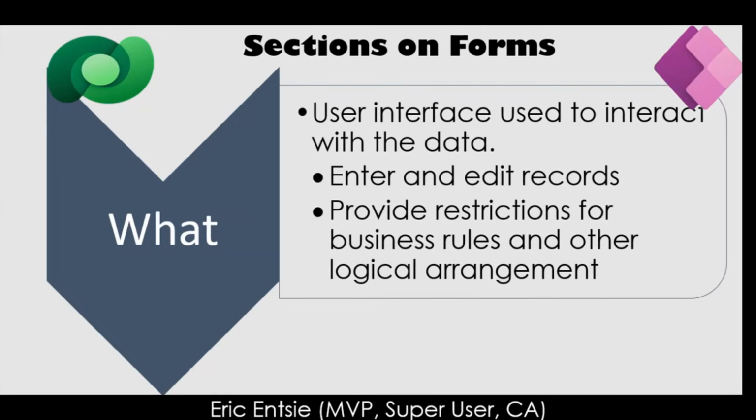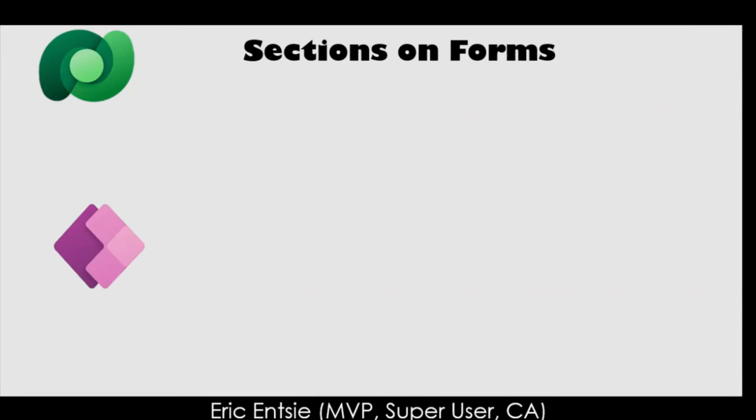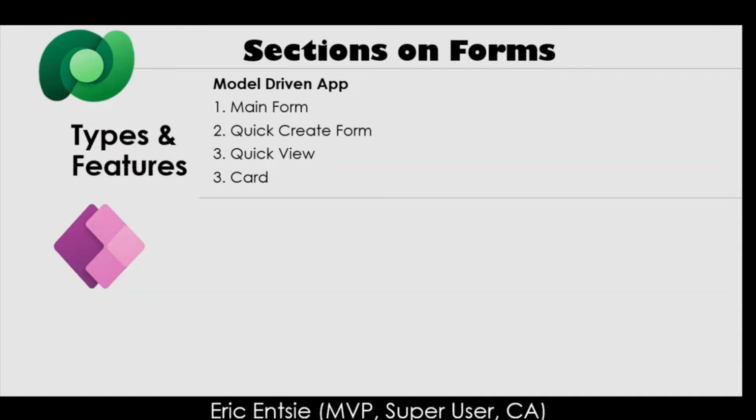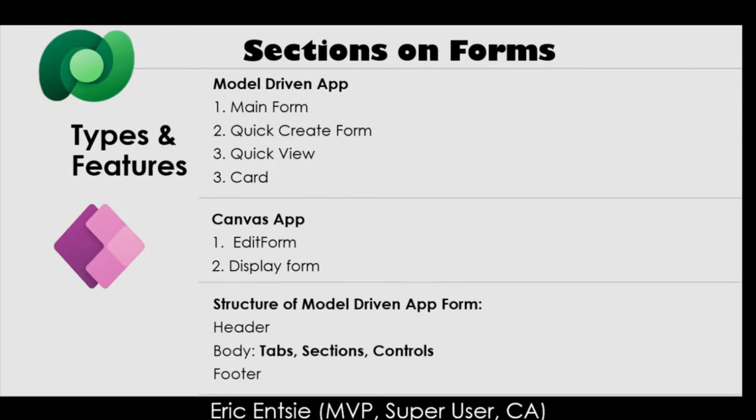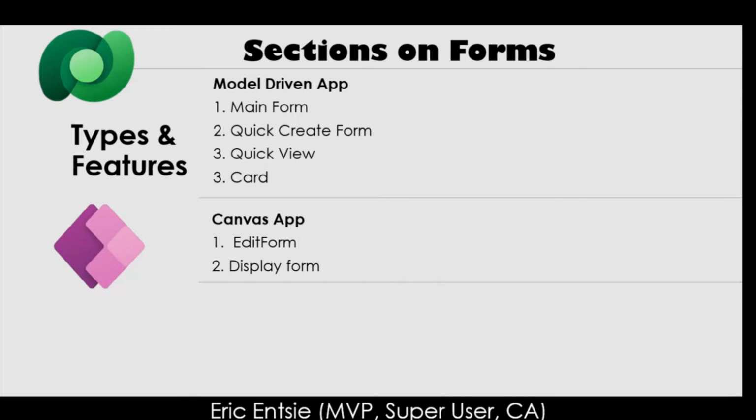Sections help the user to interact with the data or the data source, and they help in editing and the entry of records. They also help to restrict for some business rules as well as some logical arrangement based on how the developer goes about the sections. So we have some types of forms. For the model-driven app, we have main form, quick create, quick view, and card. For Canvas, we have edit form, then we have a display form.